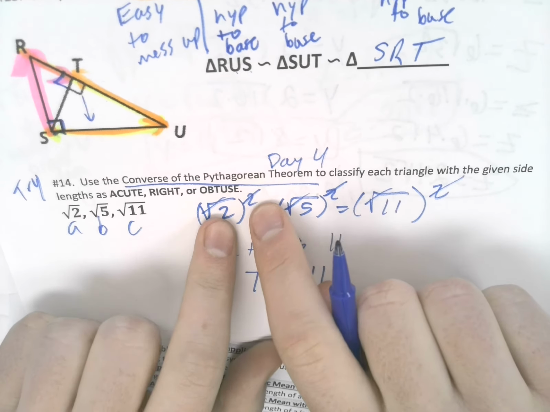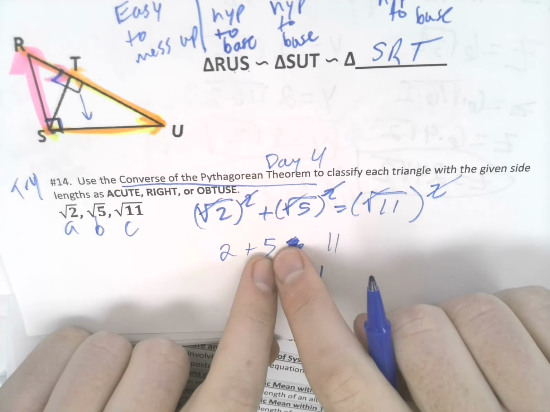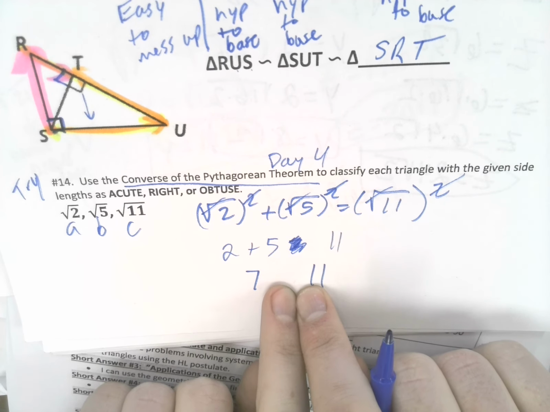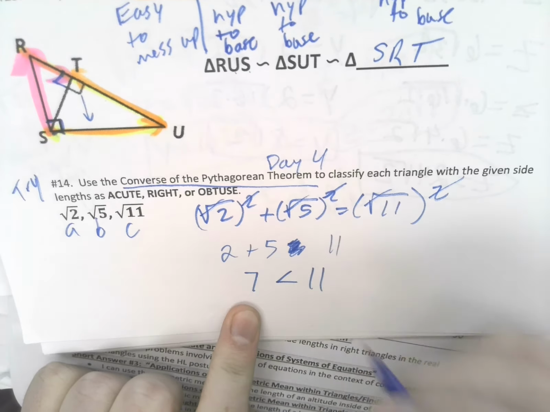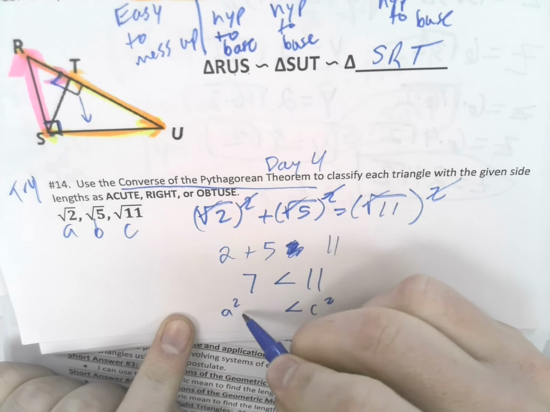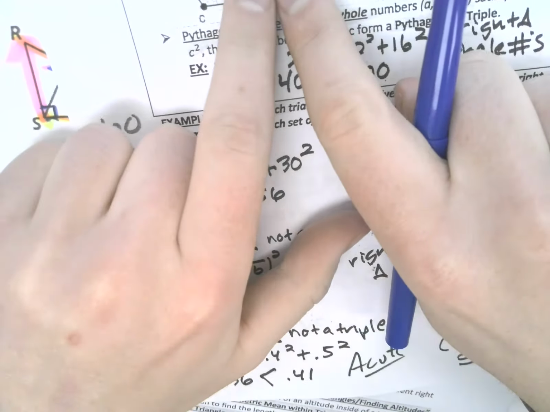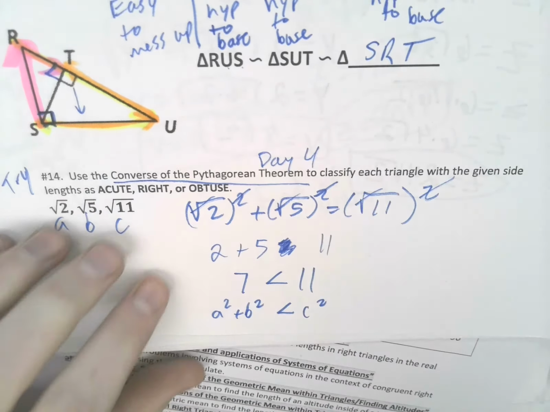Okay. Well, the square and square roots cancel. So you're left with 2 plus 5, and then we're going to compare that to 11. 2 plus 5 is 7. How does 7 compare to 11? Oh, 11's bigger. So in other words, c squared is greater than a squared plus b squared. And if that happens, if c squared is bigger, we get an obtuse triangle.